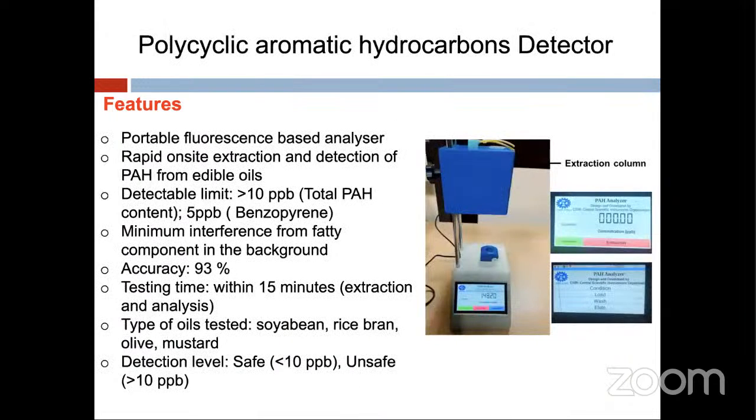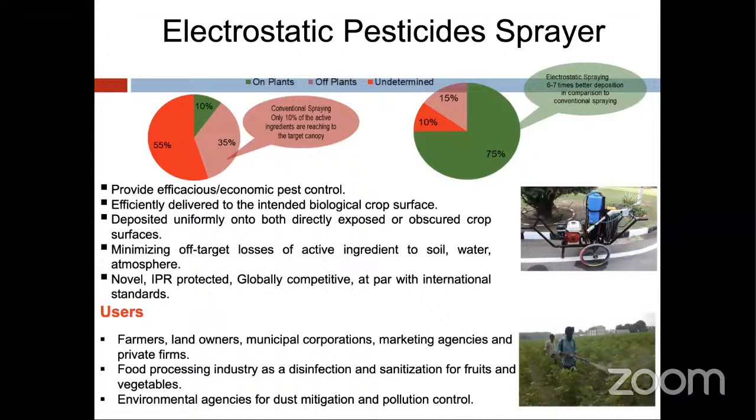Then PAH, this is a detector which tells about the quality of oil. The more we heat it for frying, the more this oil gets deteriorated. So these polyaromatic hydrocarbons again pose some health issues. So this is the device which can tell you how much polyaromatic hydrocarbons are in your oil, and whether this oil is now not to be used. So this gives us the information.